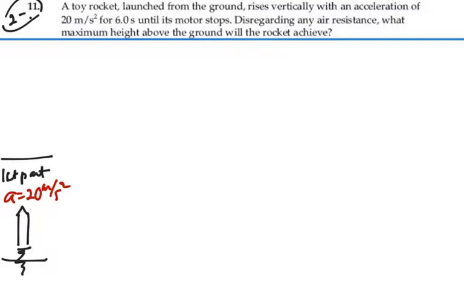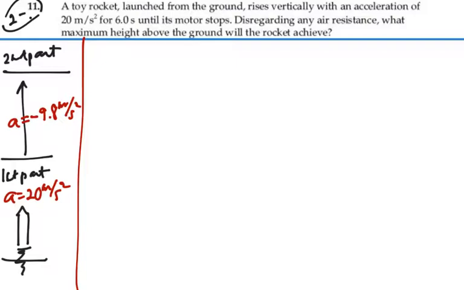Then we have the second part of this journey, where it finally goes up to its maximum height. The motor has been shut off, so on the second part the acceleration is the acceleration of gravity, which is down towards the center of the earth. And if we say our velocity is going up, and that's our positive direction, this acceleration will be a negative 9.8 meters per second squared because it's in the opposite direction.